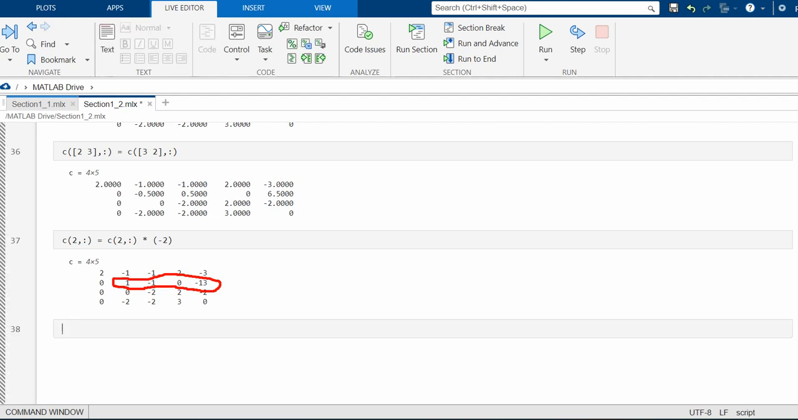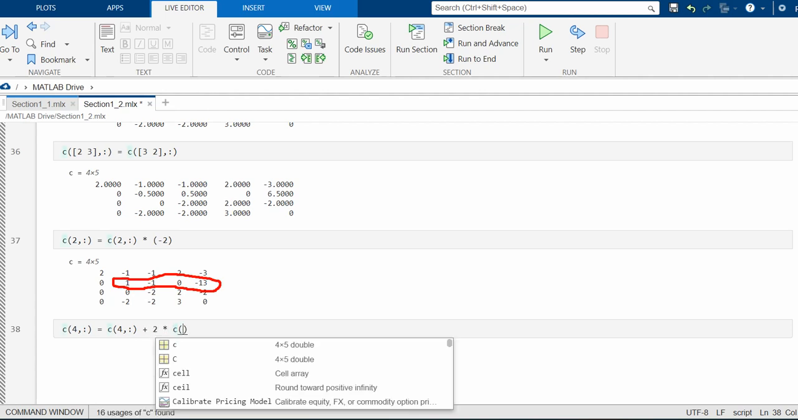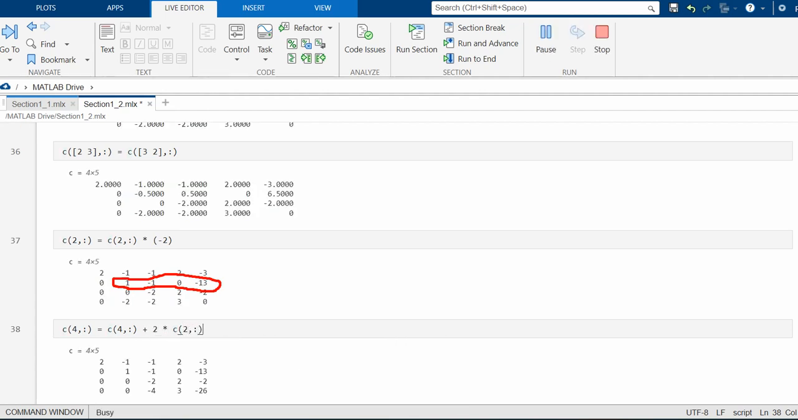So I want to add 2 times row 2 to row 4. So I want row 4 to be equal to row 4 plus 2 times row 2. Okay, so now I have a pivot of 2, all zeros below it. The second pivot is 1, all zeros below it.